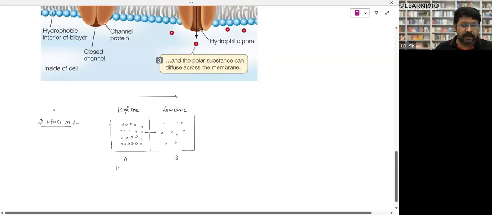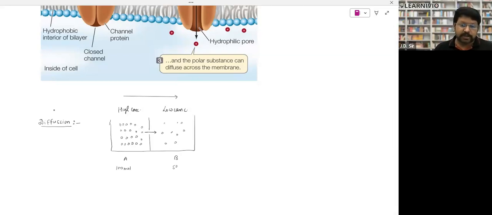Suppose that there are 100 molecules, right? 100 molecules, and there are 50 molecules, right? So when it becomes 75 at both points, this will become the equilibrium state, and then the diffusion process will stop, right? So when movement of molecules takes place from high concentration to low concentration, this is called downhill movement. Fine. Here energy is not required, right?